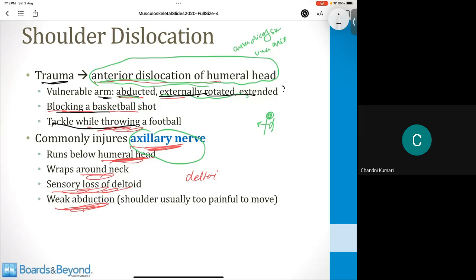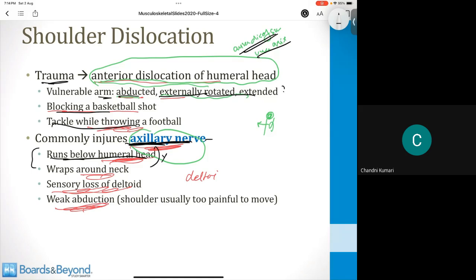Okay. So the common injured nerve is going to be the axillary nerve, right? As we know, the axillary nerve runs below the humeral head, and it wraps around the neck of your humerus. So whenever we have dislocation or anterior displacement of the humeral head, we're going to have damage to the axillary nerve. That's really important. If you guys cannot memorize it, no problem. But this should be really high yield to keep in mind. Anterior dislocation leads to axillary nerve injury, right?